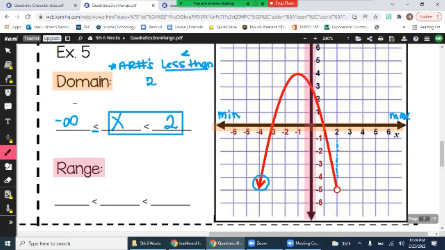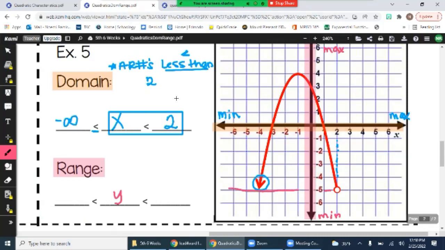All right. Range, we fill in the Y in the middle, minimum on the bottom, maximum on the top. All right. Tricky one. We're going to call on Angel. Angel, if I go to the very bottom of my parabola, what does it line up with? What's my minimum?